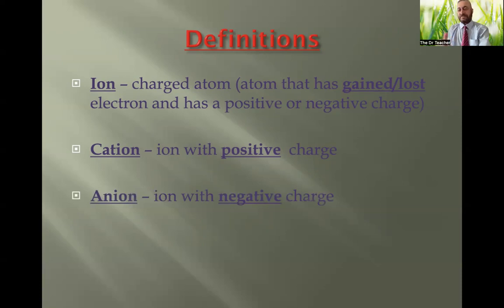In chemistry, it's not like in real life. In real life, when you gain something, you are positive, and if you lose something, you are negative. But in chemistry, once the atom loses electrons, it becomes positively charged, a cation. And if the atom gains electrons, it becomes a negatively charged anion.